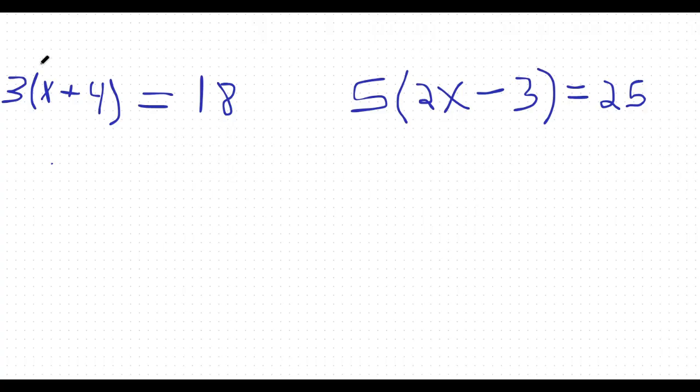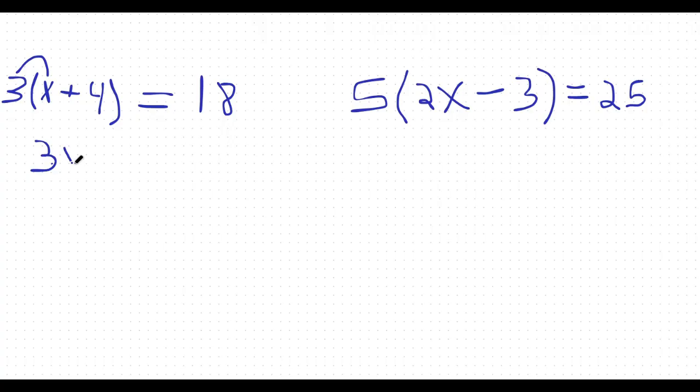So we have 3 times, in parentheses, x plus 4 equals 18. This is the same as saying 3, the value created by x plus 4. So 3 of the x plus 4s equal 18. So we can use the nifty trick, the distributive property, and I'm going to show you how to do so. So 3 times x. That's the first thing we're going to do. We're going to distribute the 3 to the x.